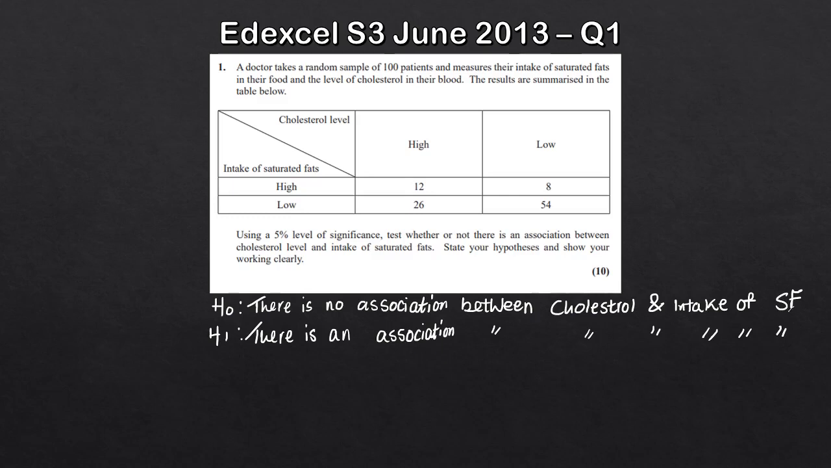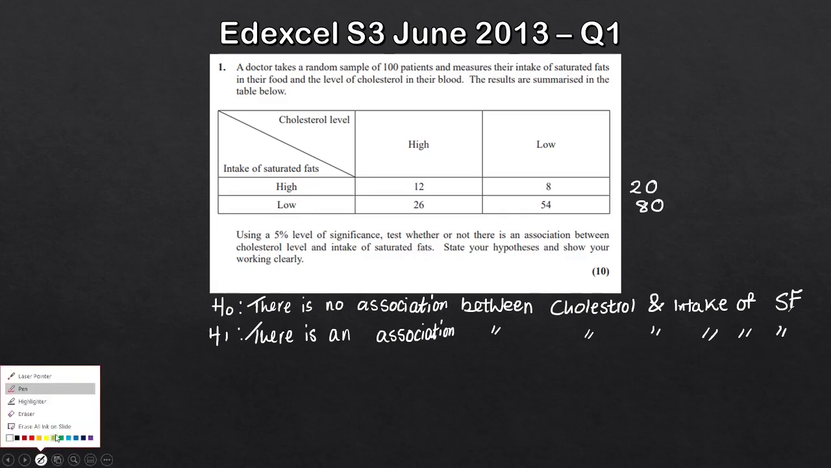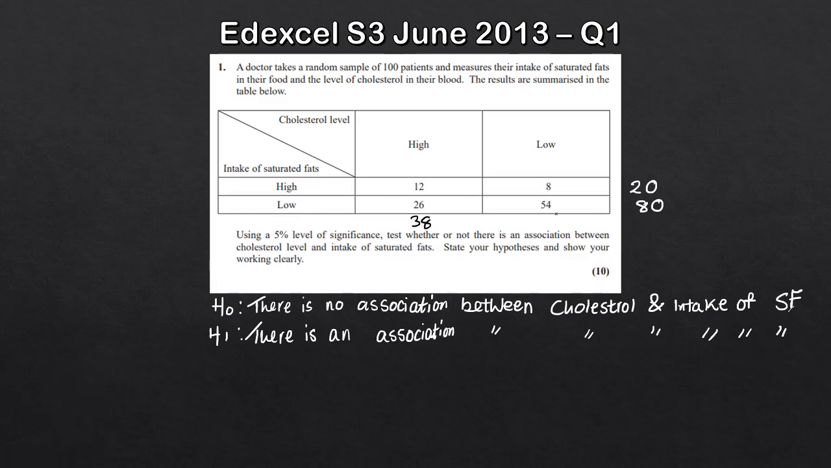So, expected values here. Well, what I'm going to do is I'll write the row and column totals. So 12 plus 8, that's 20 there. 26 plus 54, so that would be 80 there. 12 plus 26, so that's 38. So if I just quickly write all this down, change my pen colour here, so we've got it. So that's 38. And then finally 8 plus 54 gives us 62 there. Okay, so we've got our row and column totals. So that's the first thing I'd do for a question like this.